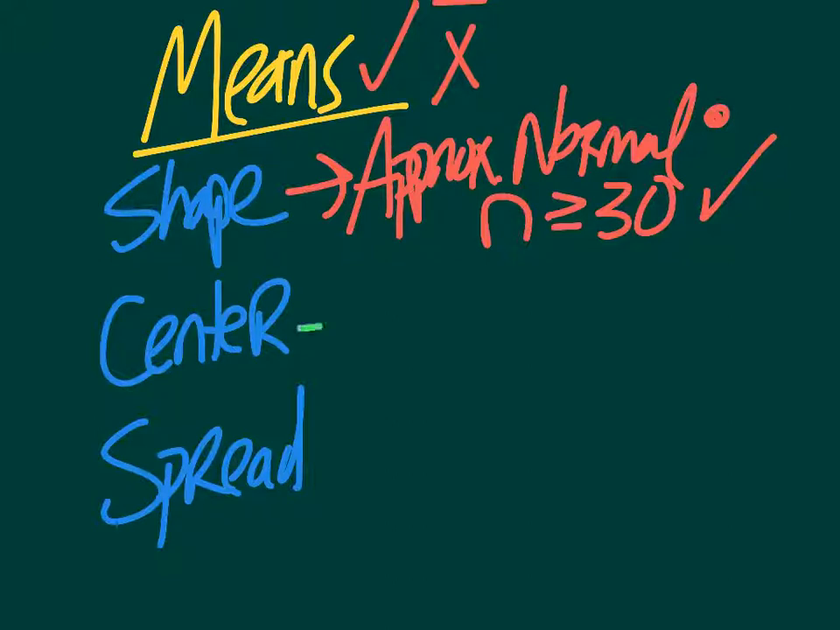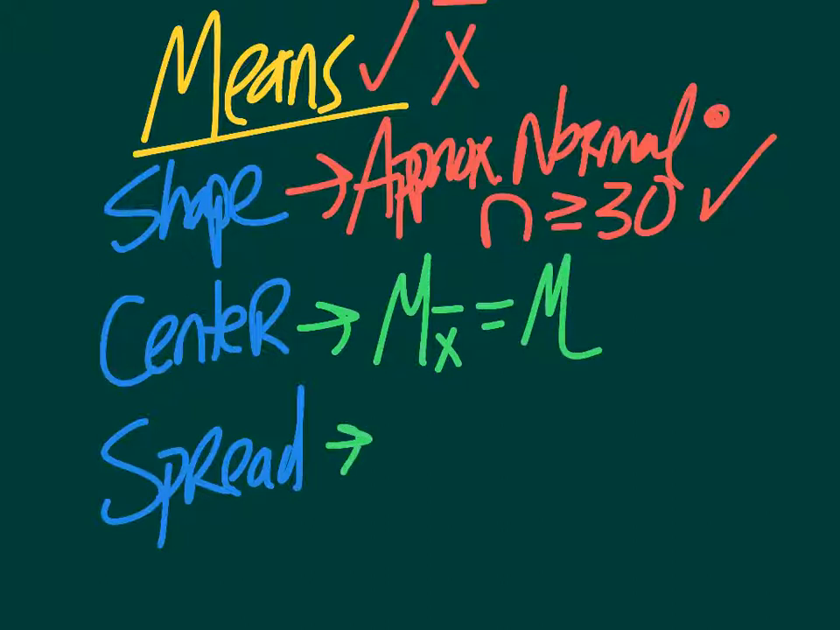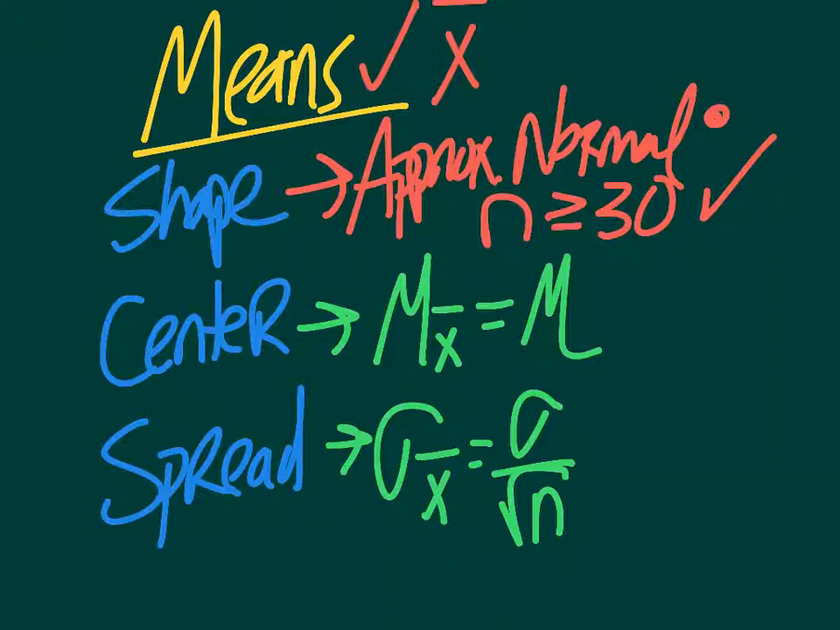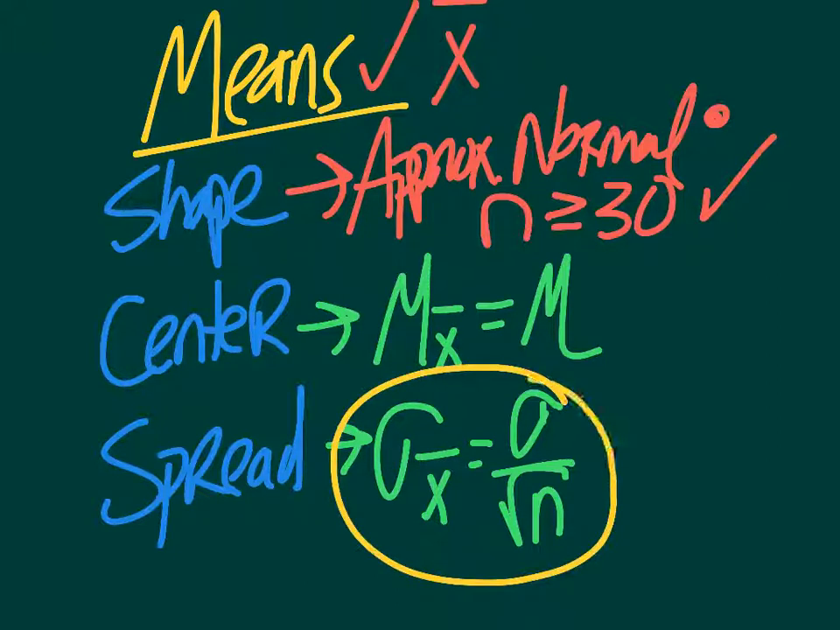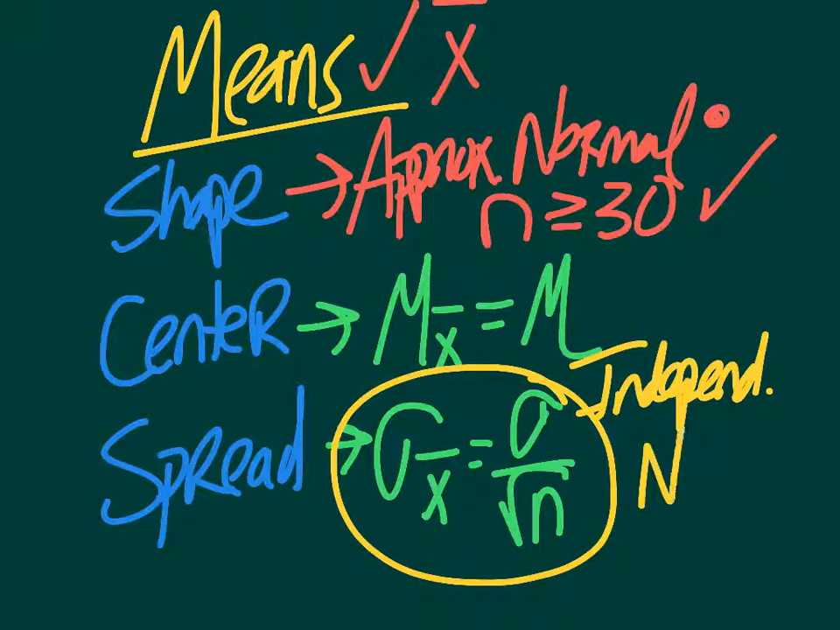Now, the center calculation, if we need to find the mu of x bar, it's just the mu of the population given. The spread, the sigma of x bar, is going to be equal to sigma over the square root of n, where n is our sample size. Again, this can only be calculated if independence has been checked. And the check for independence is the population greater than or equal to 10 times the sample size. Do not forget to check for independence whenever you compute a new standard deviation calculation.